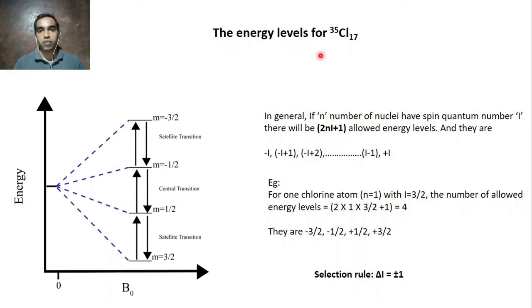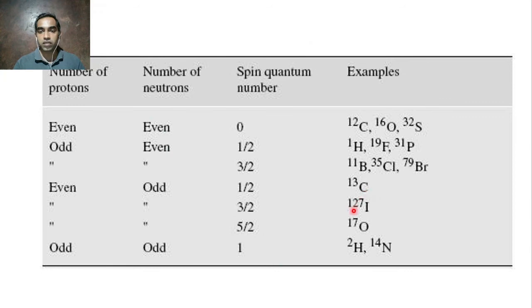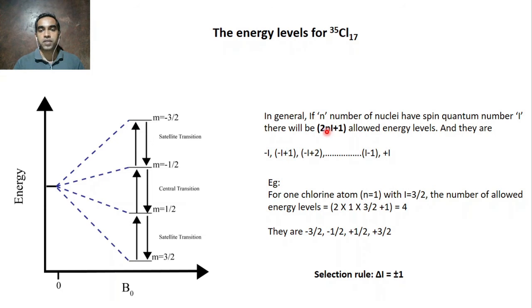For fluorine, 2nI plus 1. For fluorine, I is equal to 3 by 2. If you substitute I equal to 3 by 2 and n equal to 1 for one fluorine, then it is 3 plus 1, which becomes 4. So what are those 4? Minus 3 by 2 to plus 3 by 2: minus 3 by 2, minus 1 by 2, plus 1 by 2, plus 3 by 2. So these are the different energy levels. And the selection rule is delta I equal to plus or minus 1.